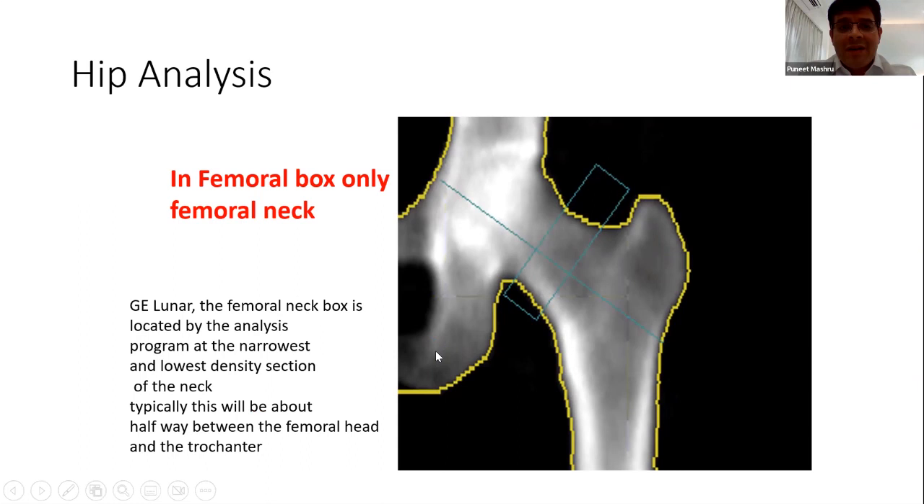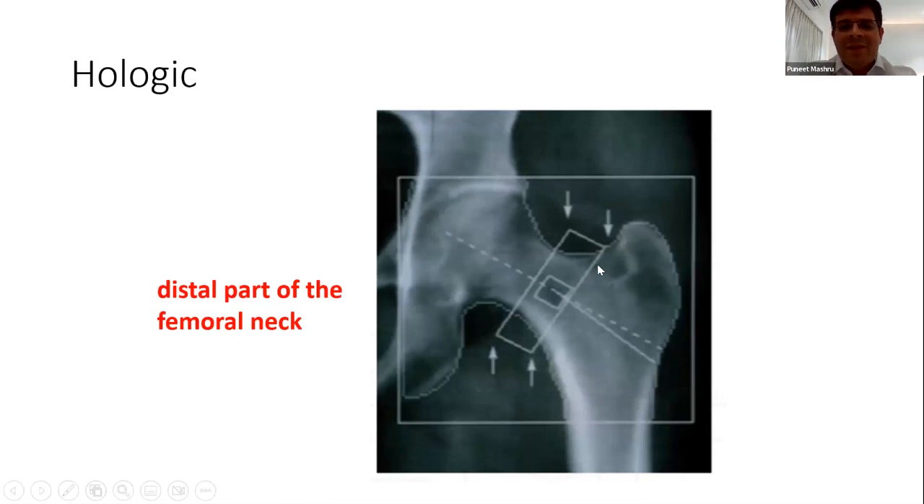Then we're looking at the femoral neck box, and the position of the femoral neck box differs from manufacturer to manufacturer. For example, the GE machine would pick up the weakest part, or the narrowest part, of the femoral neck, while the Hologic picks up the more distal part of the femoral neck.